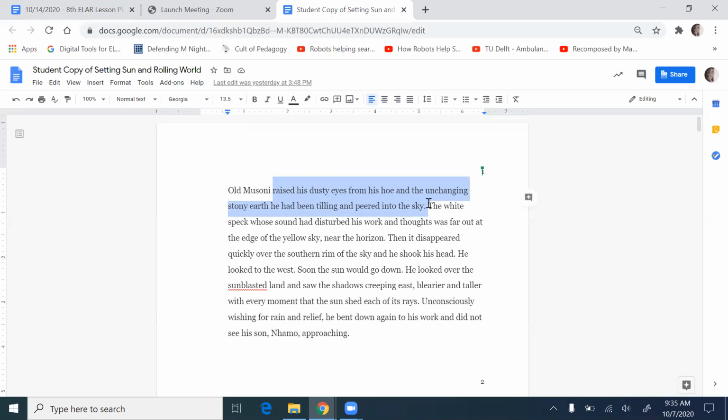I'm going to give you 10 seconds. If you're working with a team, turn and talk. 10 seconds. If you're by yourself, stop and think. What text structure am I seeing in this first paragraph?